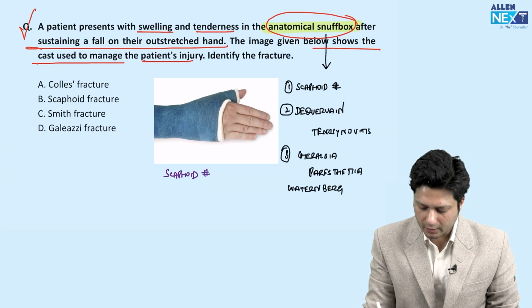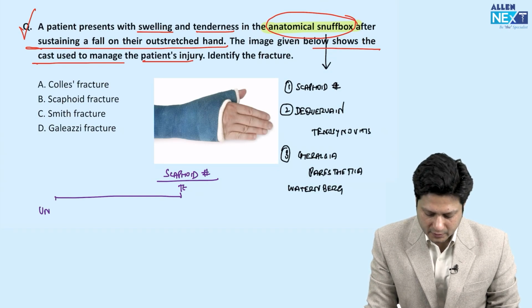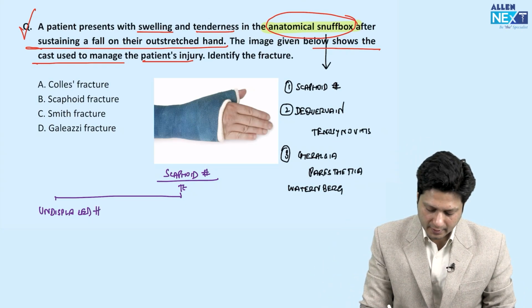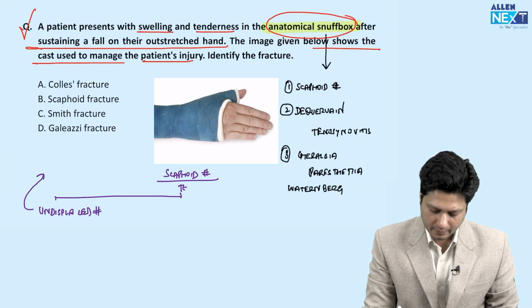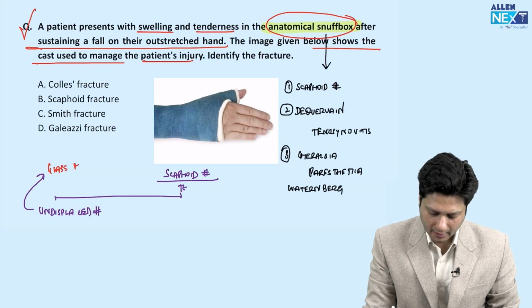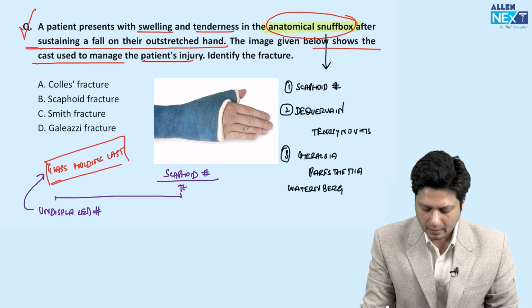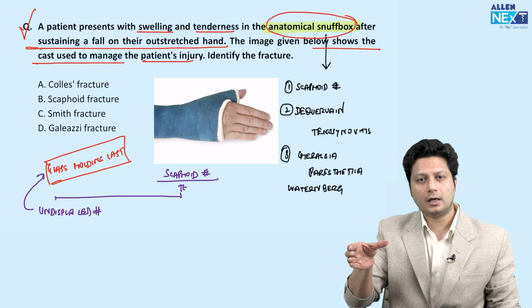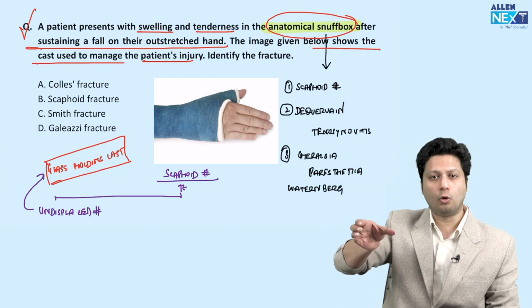Now, all of you are aware that for the management of an undisplaced scaphoid fracture, that means the fracture fragments are not displaced, it has to be immobilized only. For an undisplaced fracture, it has to be immobilized in a glass holding cast, also known as a scaphoid cast. Why is it known as a glass holding cast? Because of the attitude of the upper limb, it appears as if you are about to hold a glass.